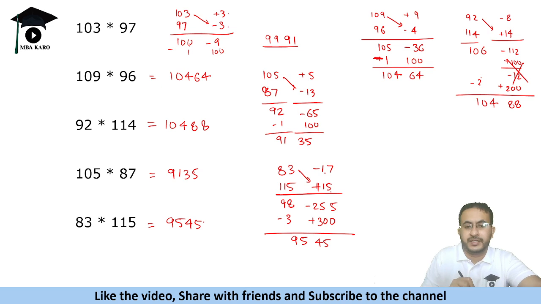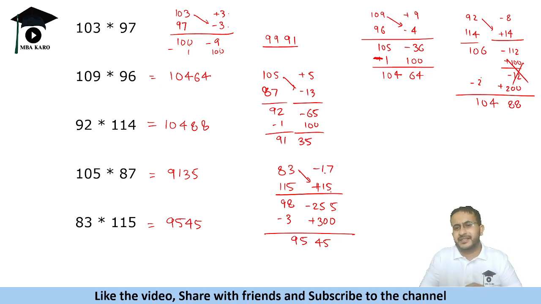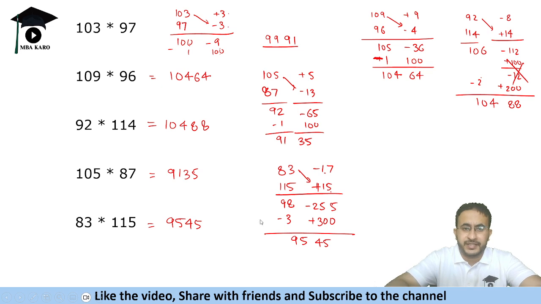So 9545. If both numbers are greater than 100, it is very easy. If both are less than 100, then also it is very easy. If one of the numbers is greater than 100, another number is less than 100, it is slightly tricky. But I hope through these ample examples and some practice with some numbers, you will be able to apply this technique as well.